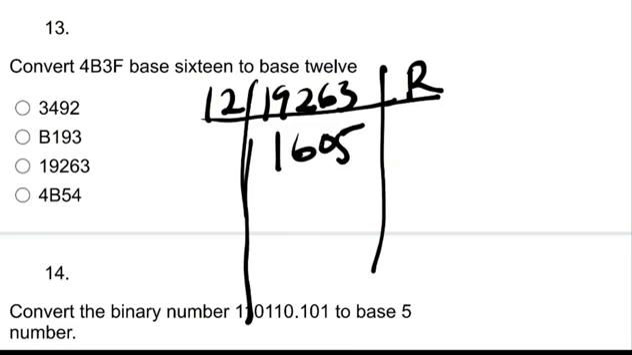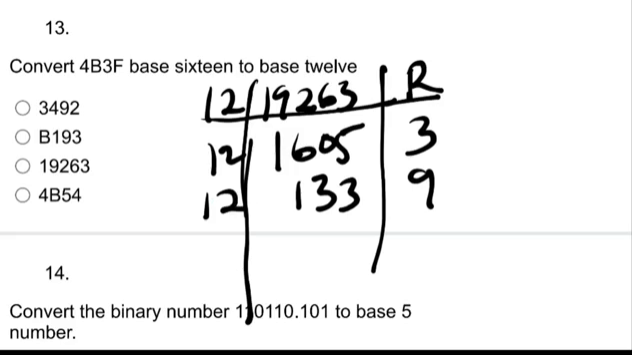1,605. So 1,605 times 12, then minus 19,000, that's 19,260. So that gives remainder 3. So we use this one to divide again. So we have 1605 divided by 12. That gives us 133. So 133 times 12, that gives us 1,596, minus 1,605, and we have 9.